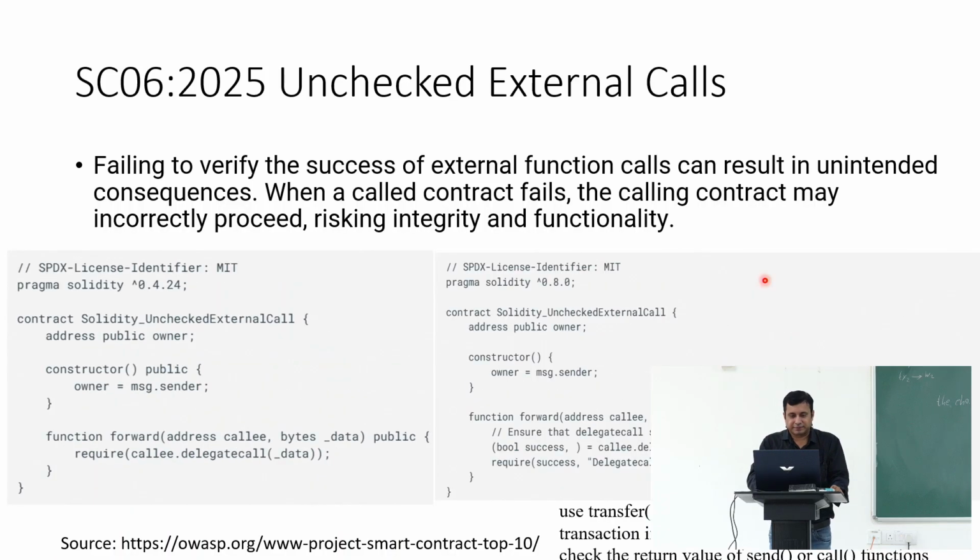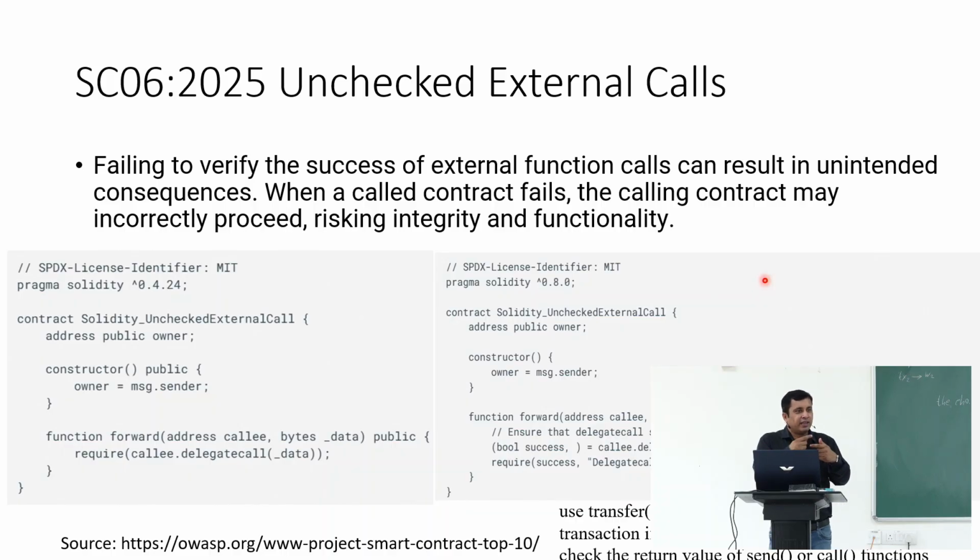Unchecked external calls. We have already seen that a contract can call another contract, or call another function. If that function is not successfully completed, or if the return value of that function is not checked, what will happen? The called contract has failed, but the calling contract will believe that it was successful. In that case, such states are not maintained.